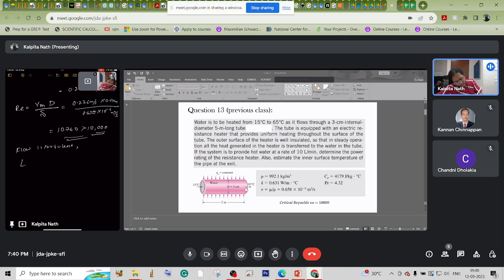Now we have to find the entry length. So entry length is 10d for turbulent flow. We have already done this, as sir has already taught in the class. So this is 10 into 0.03, which is equal to 0.3 meter.